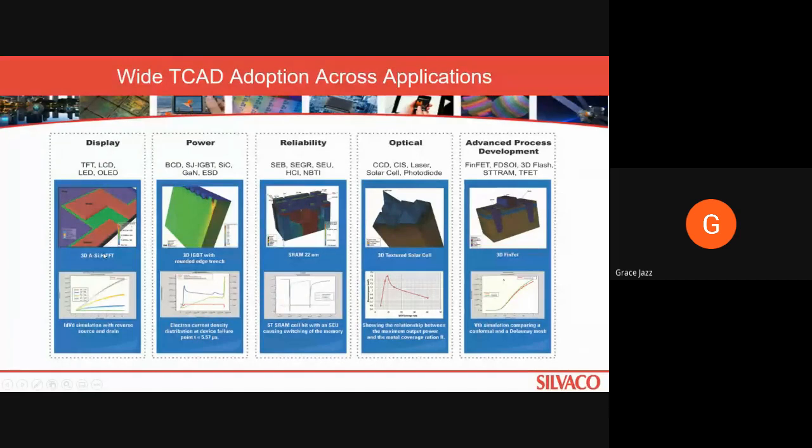The first group is display. Our software can support very good display technology, for example TFT, LCD, LED, and OLED. And actually, our tool is quite popular in the display market. For power applications, it's also a strength of Silvaco. We have a very good power simulation TCAD tool. We support BCD devices, super junction devices, and wide bandgap semiconductors such as silicon carbide and gallium nitride devices. For reliability, we support standard foundry reliability simulation such as hot carrier and BTI. We also support single event effect, for space applications.